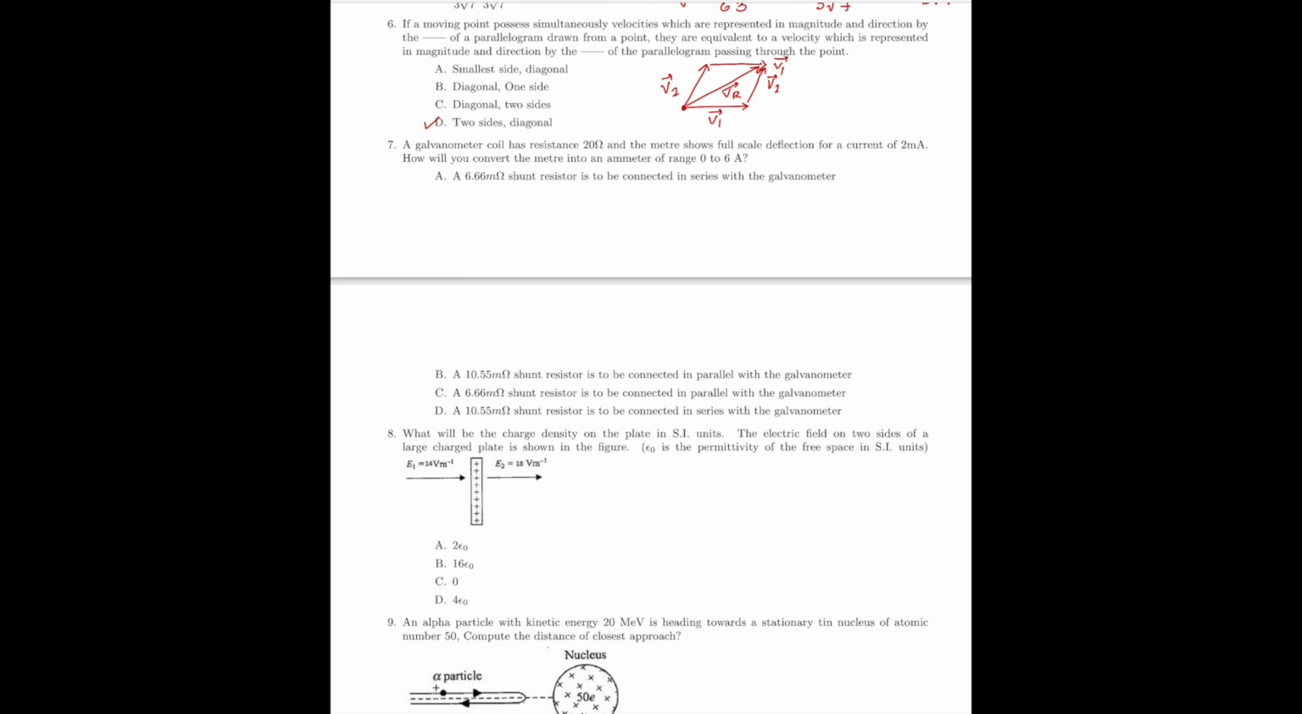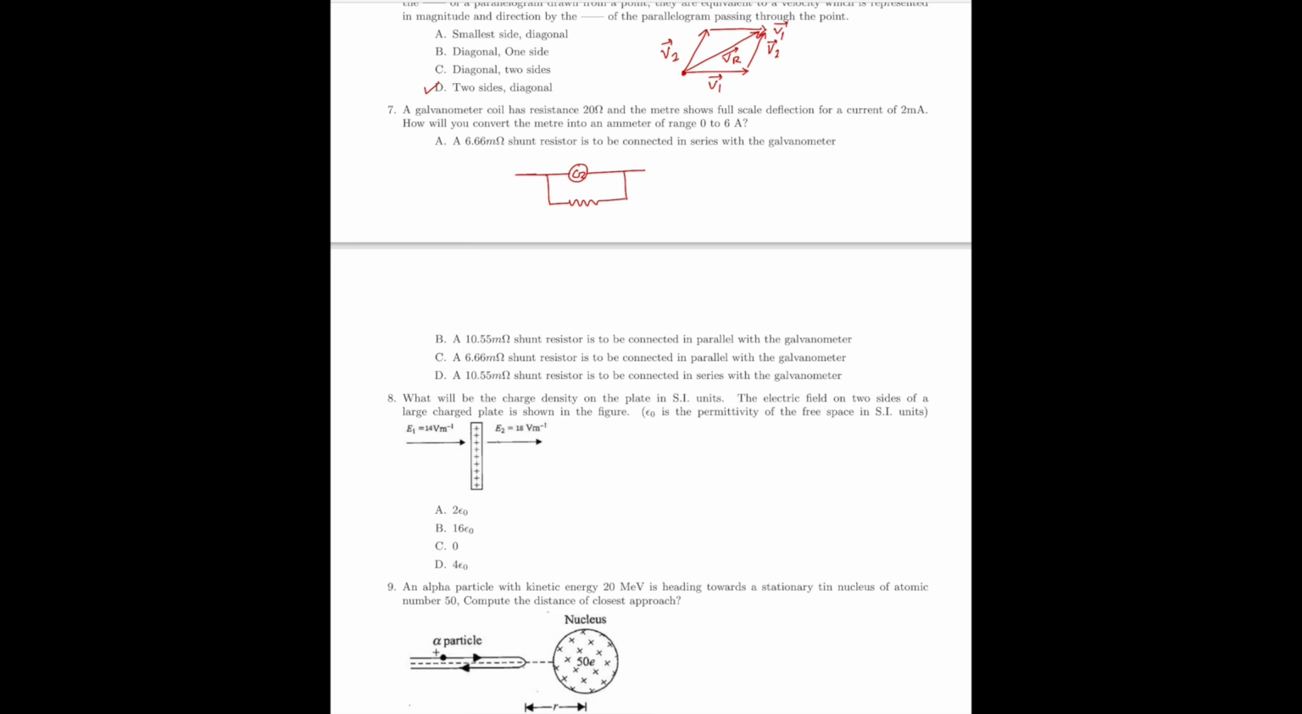The next question says that a galvanometer coil has a resistance 20 ohm and it can show its full deflection for a current 2 milliampere. How can one convert this galvanometer to an ammeter which can measure up to 6 ampere current? As we know, to make a galvanometer an ammeter, one needs to add a shunt, that is a small resistance which is in parallel to the galvanometer.